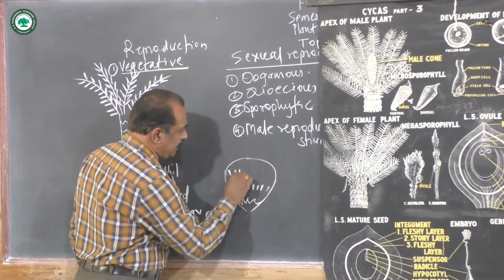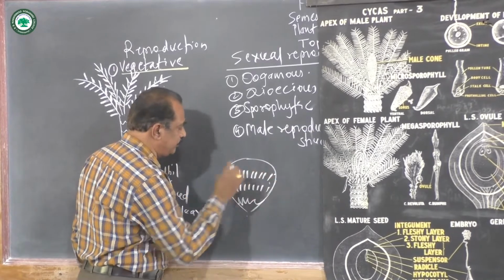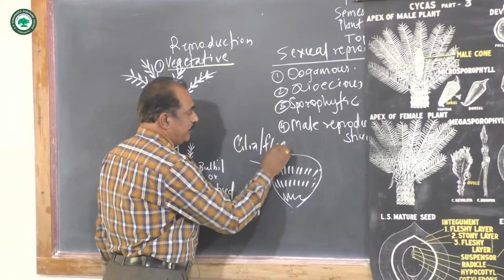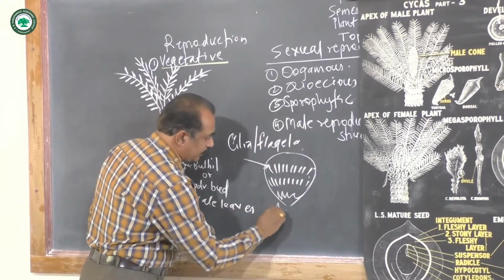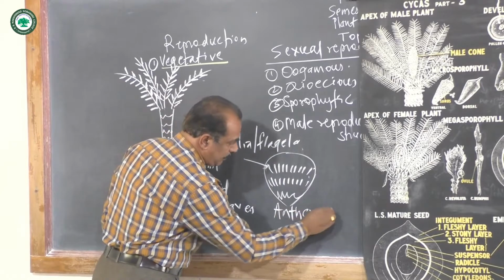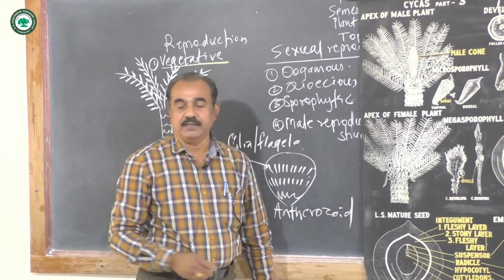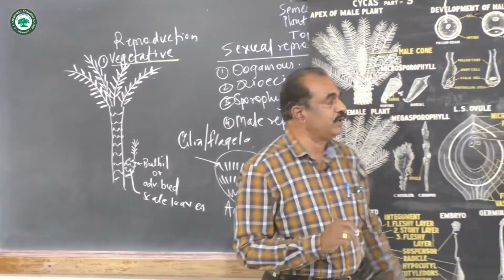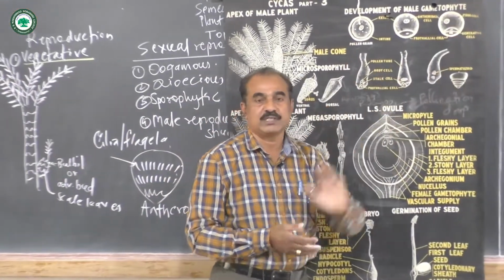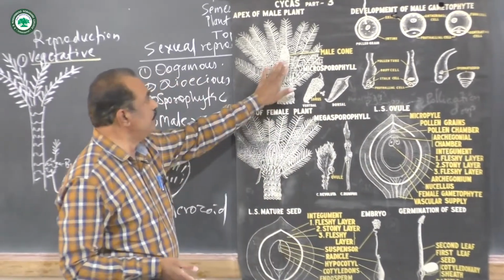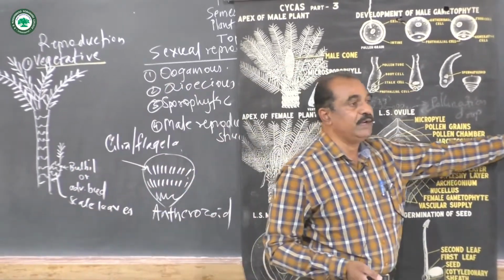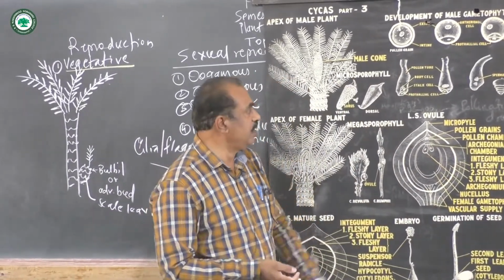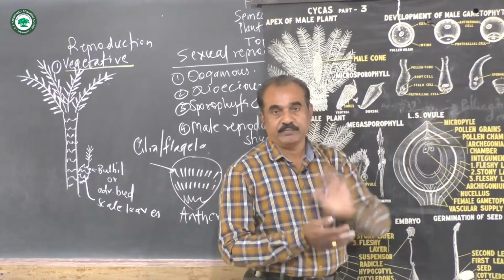So this is the anthrozoid, that is the male reproductive structure, and these are the cilia, or they are also called flagella. This is the anthrozoid. So finally, after germination of the microspore, from each microspore there develops a single anthrozoid or spermatozoid. That means from this male cone, after germination of the microspores, a very large number of male gametophytes, that means anthrozoids, are formed. Okay, thank you.